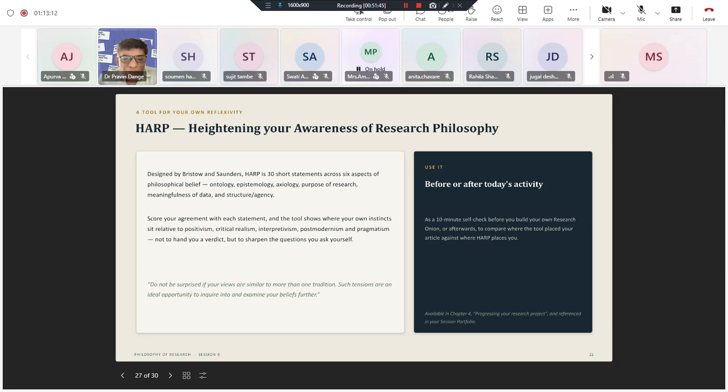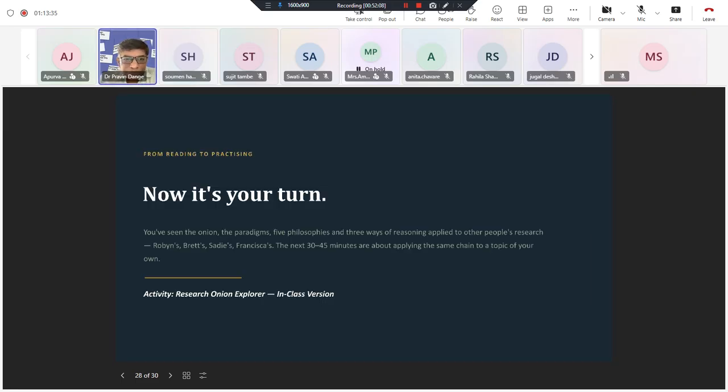So this is an instrument you must have come across. We will do an exercise on this immediately after this, heightening your awareness about research philosophy. That's the first exercise. Then we will go on to building the onion in your own context. Now it's your turn. Any questions so far?